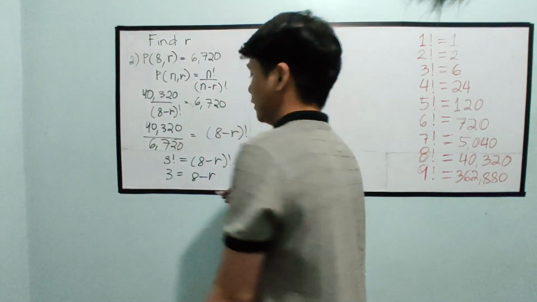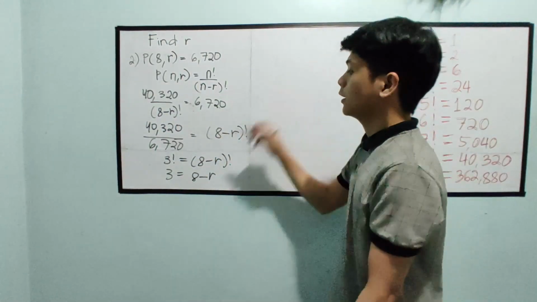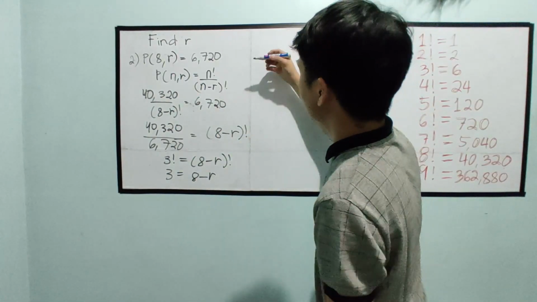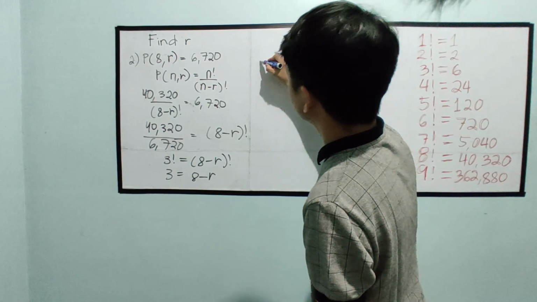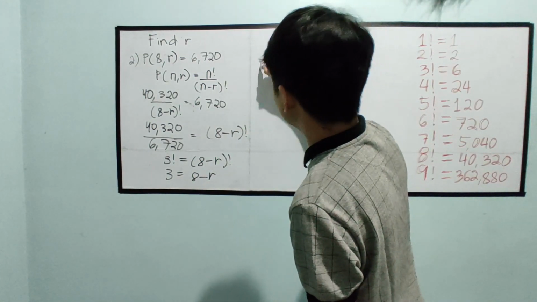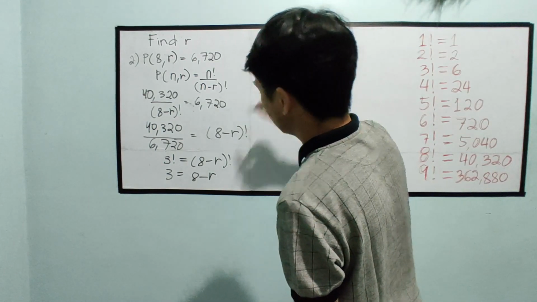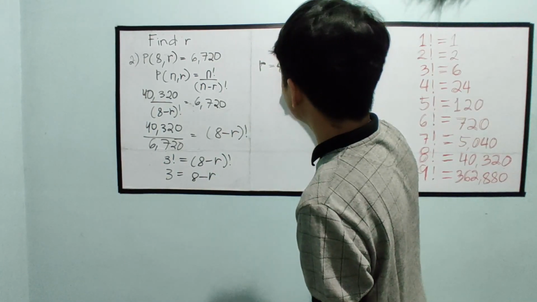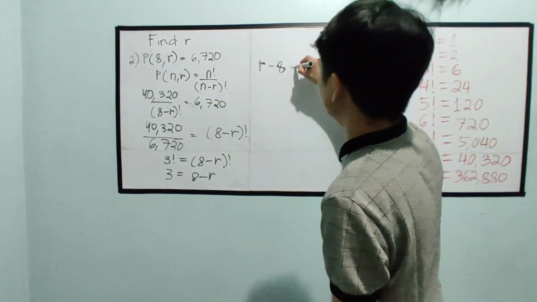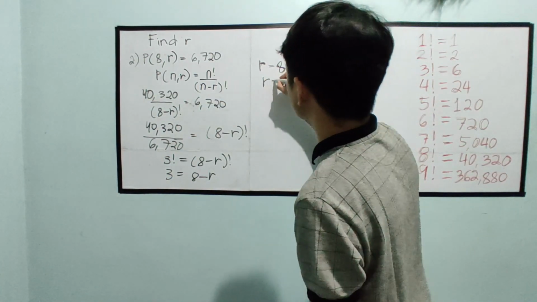Okay? Then, isolate lang natin yung r. Lagyan natin siya dito sa left side. R. So, negative siya, magiging positive pag nagtatranspose tayo. Then, 8 na lang matitira dito. Then, yung 3, lipat natin sa right. So, positive siya, magiging negative. So, the answer is 5.